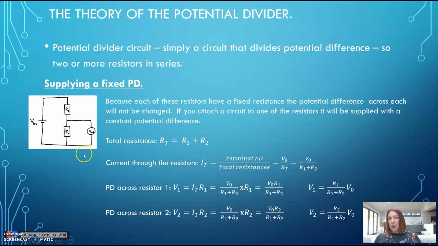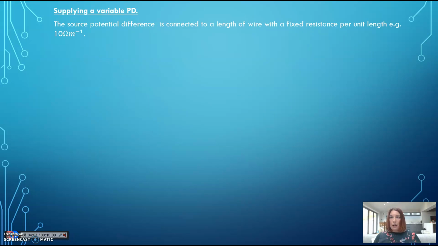Let's say you want to provide a variable potential difference, so you don't want it to be fixed. You'll need to create a similar circuit but have slightly different resistors. So you need to connect your source potential difference to a length of wire with a fixed resistance per unit length. So rather than having a fixed resistance, you would have a resistance that can change, but it has a fixed amount per unit of length. So it might be like 10 ohms for every meter.